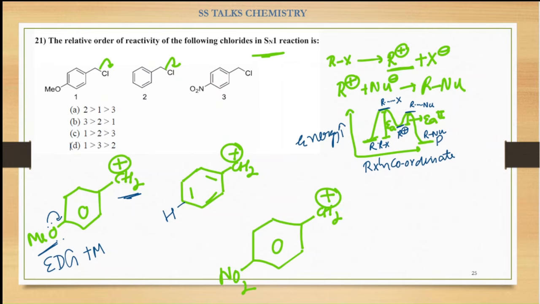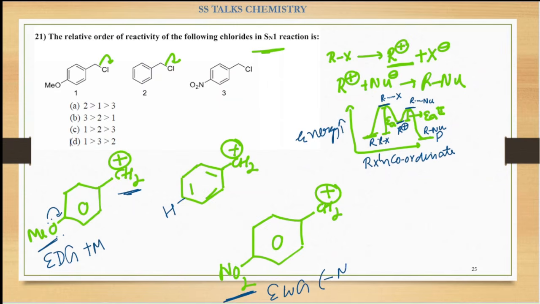Whereas in the third case, the NO2 substituent is an electron withdrawing group and it can apply the minus M effect. So it withdraws electron density from the benzene ring, creating more deficiency at this particular site. So the stability of the carbocation will be further decreased. That means the least stable carbocation is formed in case number 3 and the most stable is formed in case number 1.